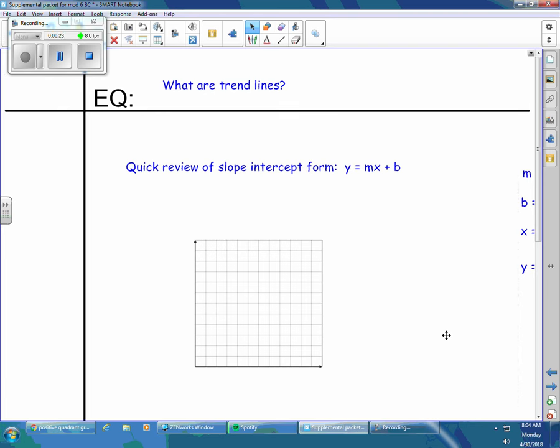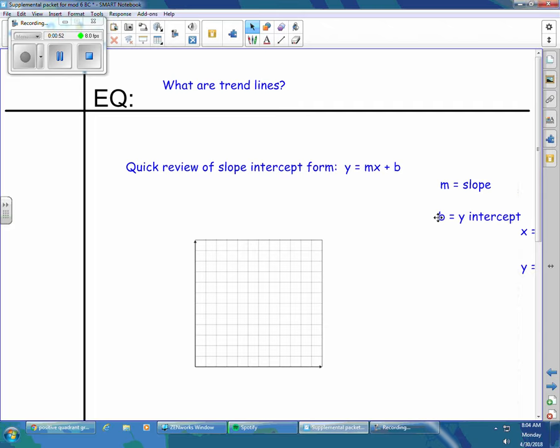And before we get into trend lines, let's just do a quick review of slope-intercept form. You'll remember that slope-intercept form is y equals mx plus b. And this is the equation of a line. Okay, it's an equation that represents the line. Your m is your slope. That's the pitch of the line, the ratio of rise over run.